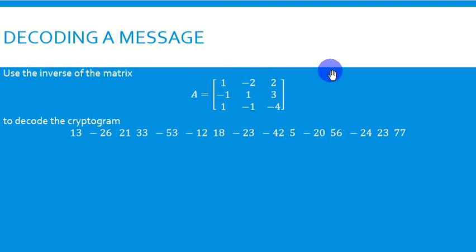This time, we are going now to decode a message. So we are asked to use the inverse of matrix A to decode the cryptogram given to us. Now, this is our matrix key. And what we were told is not to use the key, but to use the inverse of it to decode our cryptogram. So first, we need to find the inverse of A.